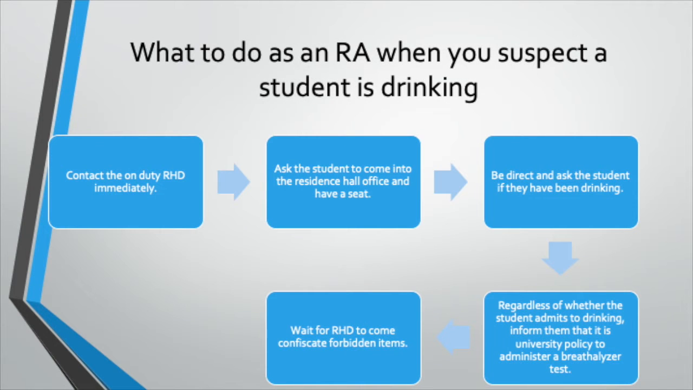Okay, so here is kind of the flow that you would follow if you suspect that there is a student that's drinking and underage. So first you're going to contact your RHD immediately. Then you are going to ask them to come to the office and just have a seat. Just be direct with them. Ask them if they've been drinking. Regardless of whether or not they admit to drinking or not, you just have to let them know that the university policy is to administer a breathalyzer test, and you are just going to wait for the RHD to come, and then they will administer that and take it from there.